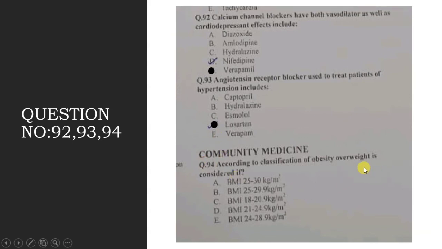According to the classification of obesity, overweight is considered if BMI is 25 to 30. The options are BMI 25 to 29, BMI 18 to 20, 21 to 24, or 24 to 28.9. This is a simple question, and option A is correct because a BMI over 25 to 30 is considered obese or overweight.